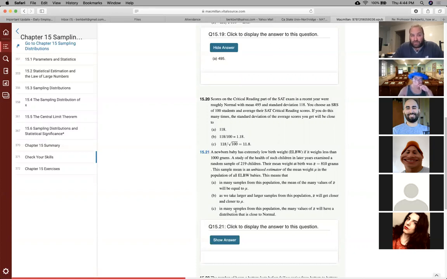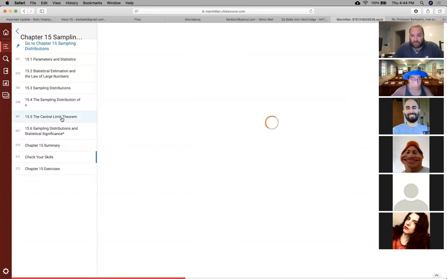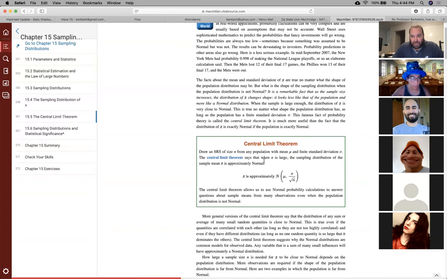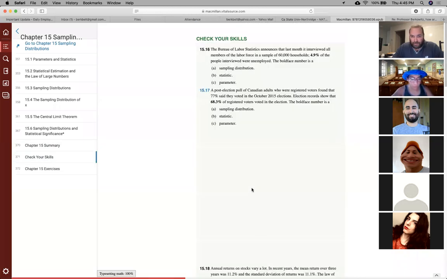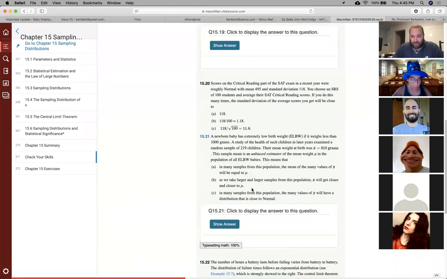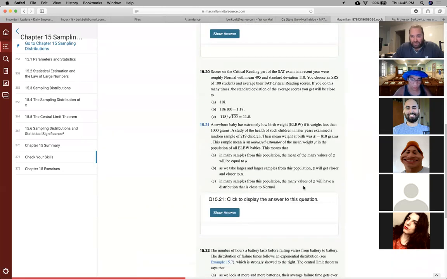The central limit theorem said, let's go back to 15.5 for a second, that when n is large, the sampling distribution of the sample mean X bar is approximately normal. The larger the sample, the closer X bar will be to normal. Let's go back to that question. It said, in many samples from the population, the many values of X bar will have a distribution that is close to normal. So all the different X bar values, when I make my distribution, it will be close to normal. That is the central limit theorem.